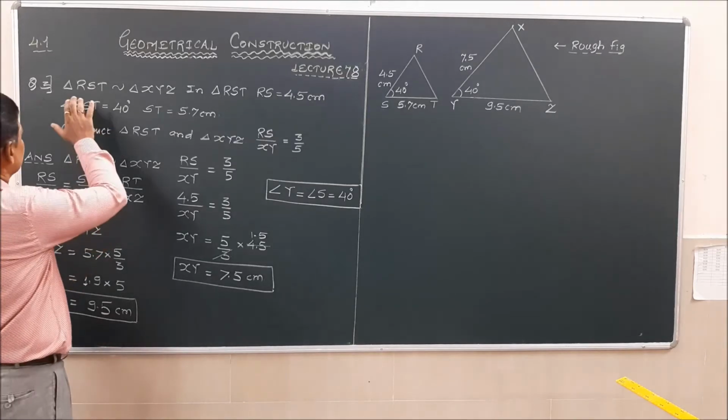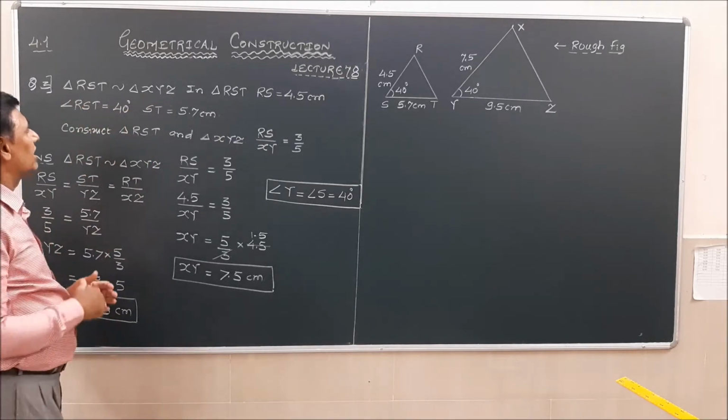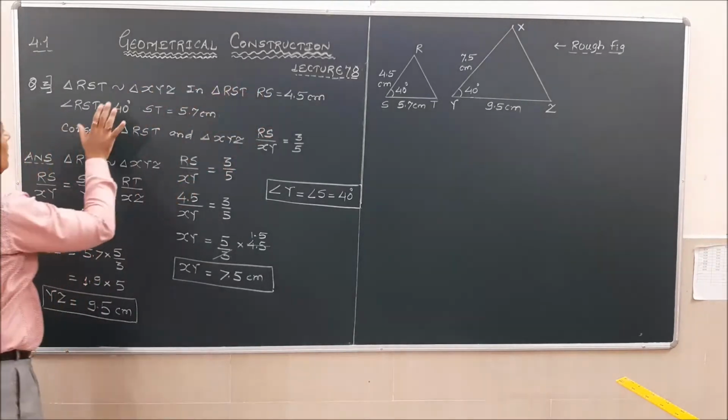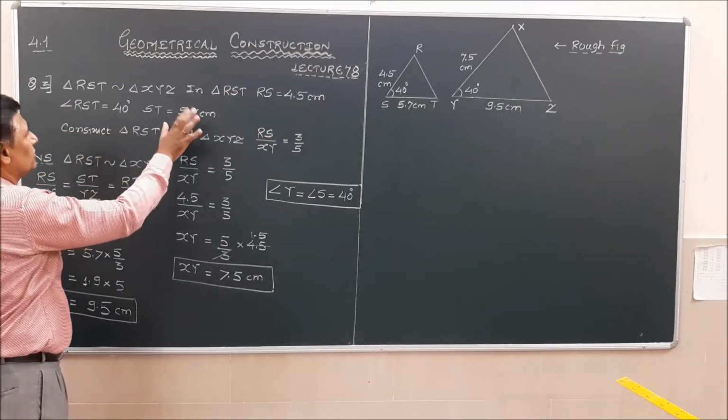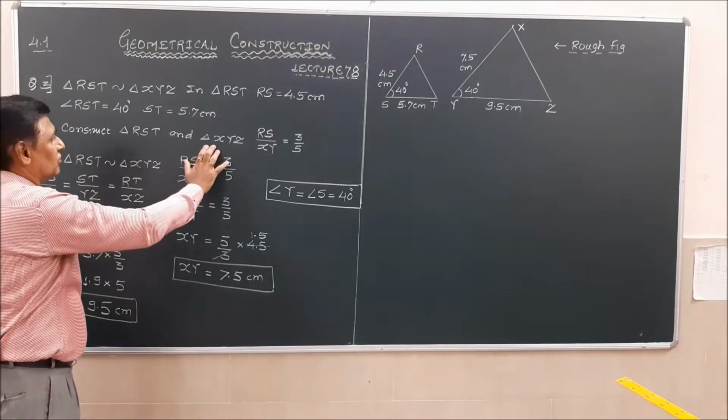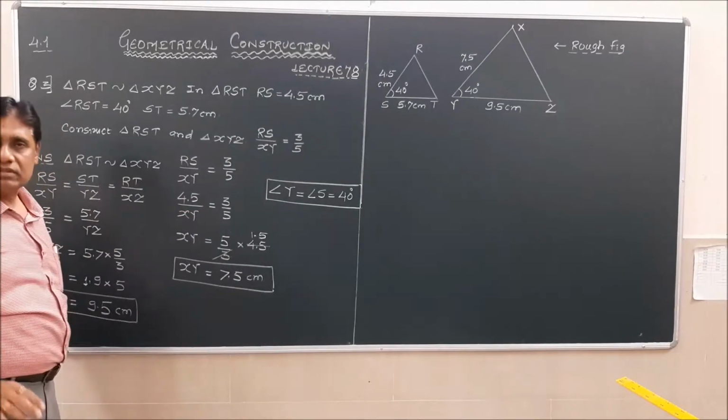Question number 3: triangle RST is similar to triangle XYZ. In triangle RST, RS is 4.5, angle RST is 40, ST is 5.7. Construct triangle RST and triangle XYZ, where RS upon XY is 3/5.